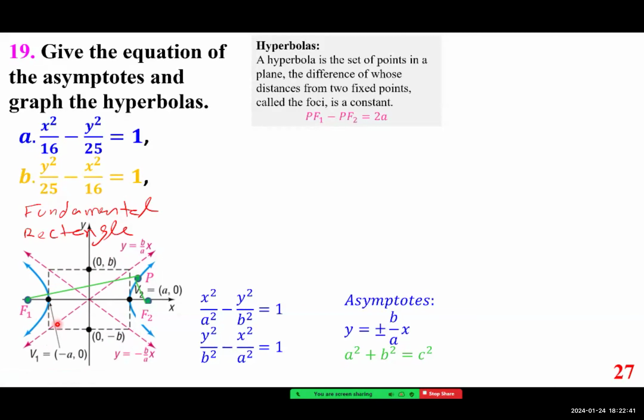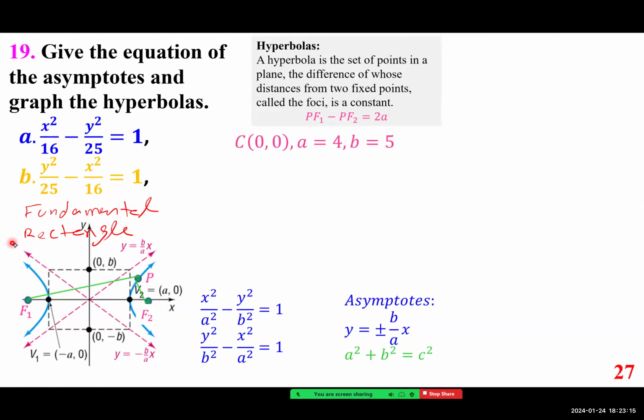So this is called the fundamental rectangle. It would have the equation y equals plus or minus b over a times x, and the second line is minus b over a x. This fundamental rectangle will help you draw the two asymptotes. You don't need to have it; you can just draw the two lines. Either way it works, okay? But if you draw the rectangle, it helps you. The diagonals are the two lines.